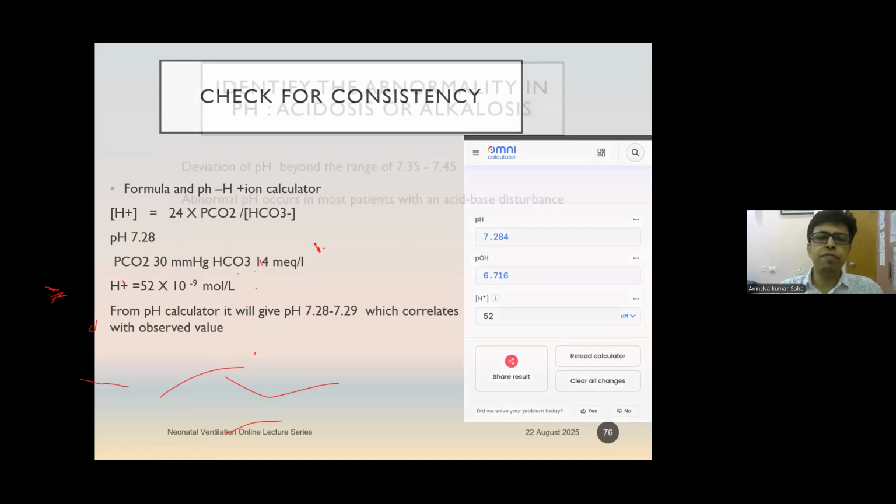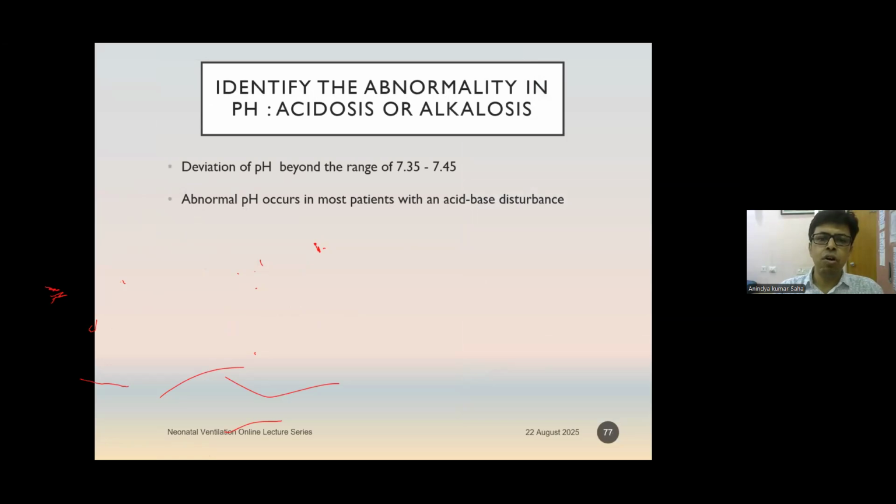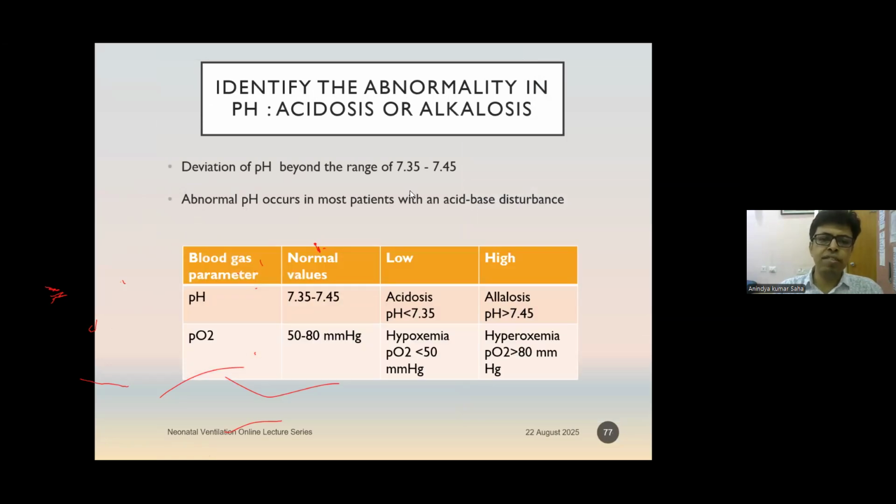After checking for consistency, we see whether it is acidosis or alkalosis. It is very simple: pH less than 7.35 is acidosis, pH more than 7.45 is alkalosis. Simultaneously, we can see whether it is hypoxemia, hyperoxemia or normoxemia. Initially, we only want to see whether it is acidosis or alkalosis.